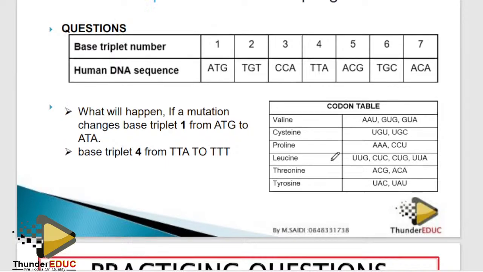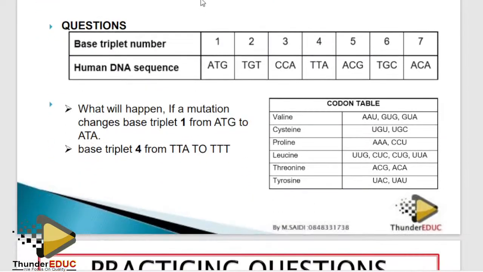Guys, let's answer this question: what will happen if a mutation changes triplet number one? From this to this, it means that this has been changed. You changed G to A. So when they ask you such a question, you first identify what is here. It is a codon. What is given here is DNA. Therefore, I have to convert this into messenger.